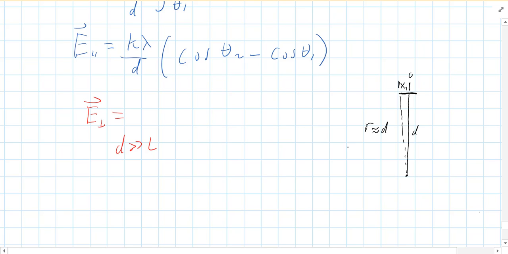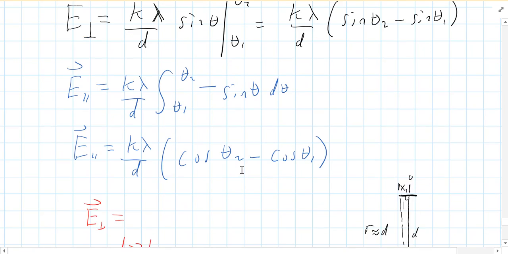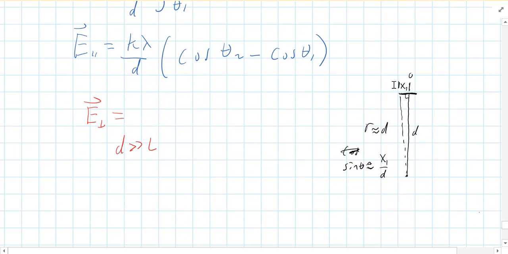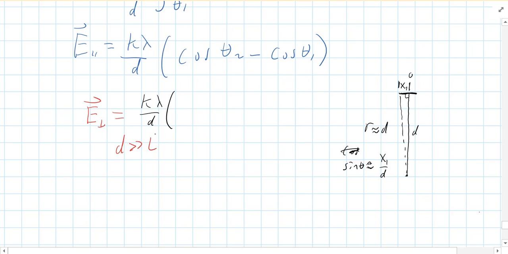So sine, that's our perpendicular, of the angle is going to be roughly x1 over d. Again, we have our little right triangle here. We have the opposite leg, which is our x1. And we're saying the hypotenuse is so darn close to d that we're just going to call it d. We're going to do an approximation. So if we look at our perpendicular equation, you get the following: k lambda over d, sine of theta 2, that would be x2 over d, minus sine of theta 1, which would be x1 over d.